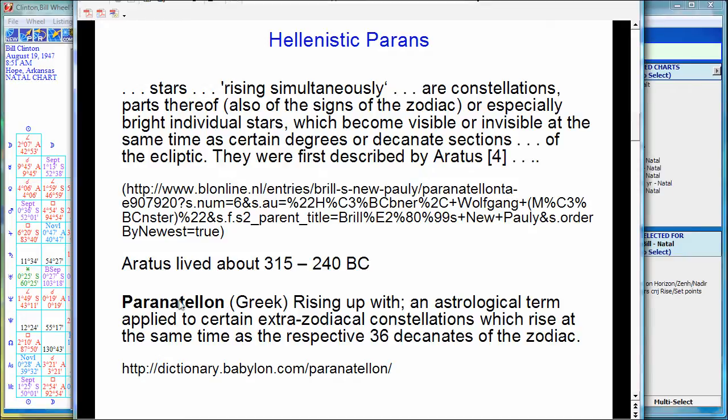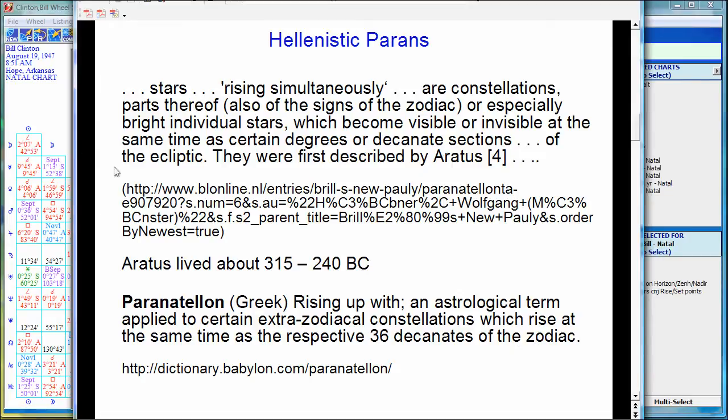Now, here's a simpler explanation of a Paran from this website. Paranatellan literally means rising up with, and it's an astrological term applied to certain extra-zodiacal constellations. By extra-zodiacal, it means constellations outside the zodiac, which rise at the same time as the respective 36 decanates of the zodiac. So what they did is they weren't always looking at the specific degree, but a 10-degree section of the sky, because these decanates or 10-degree sections were very important. So you're looking at parts of the sky that rise and set together.